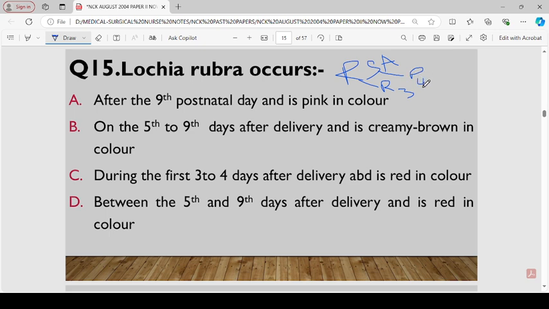It occurs from day 4 to around day 10, right? Then the alba is what most of us know. It's usually white. So we talk of red and white, right? So this is white, and from day 10 onwards. So rubra is the first one, and it occurs within the first 3 days. So the option sharing that information, I think, is option C. It occurs in the first 3 to 4 days after delivery, and it's red in color. All right.